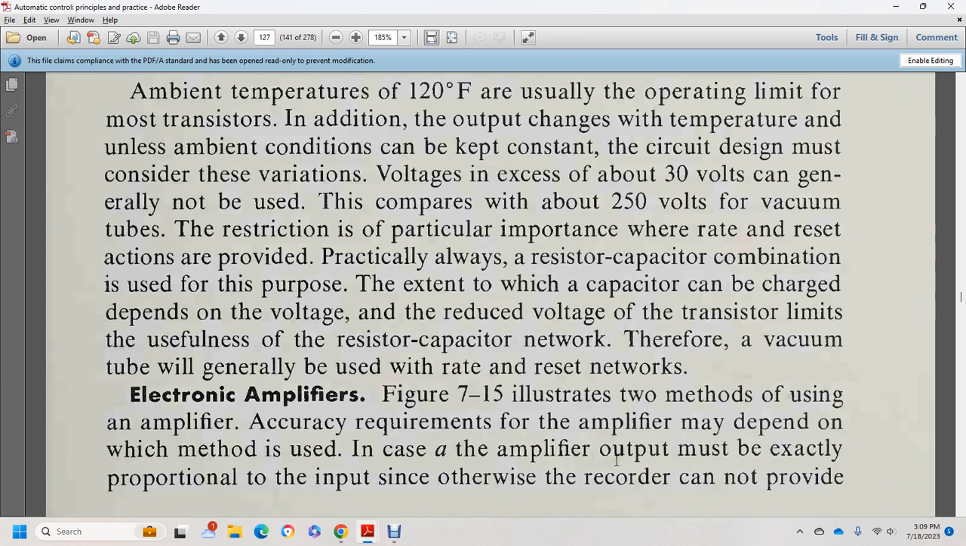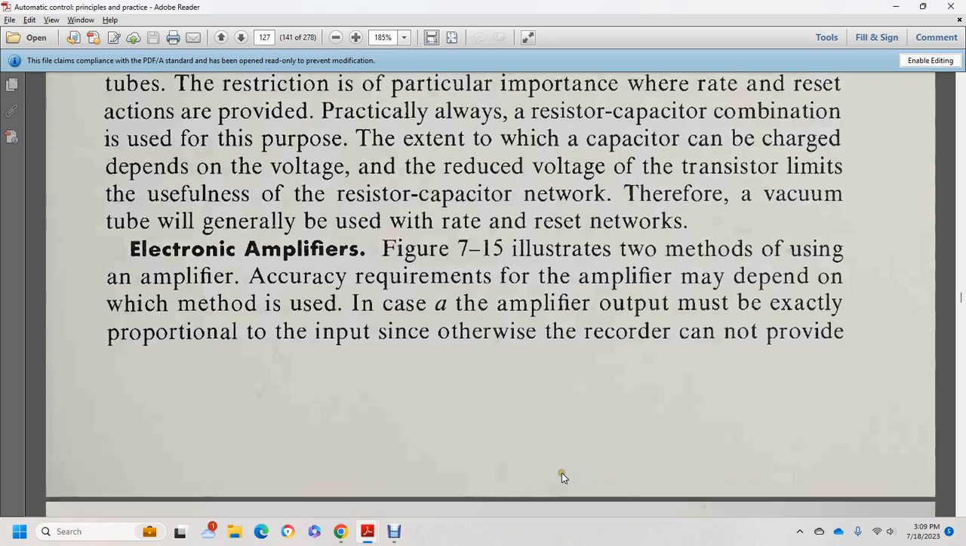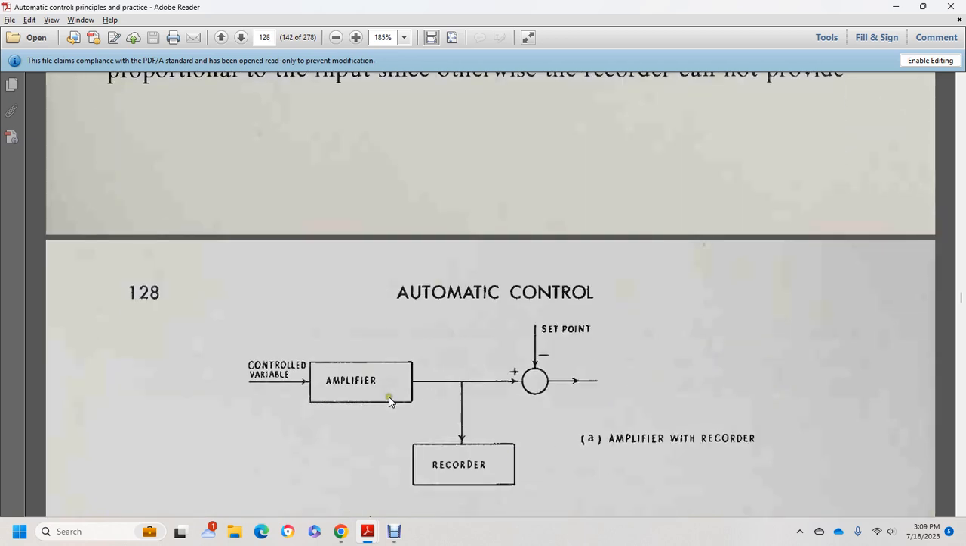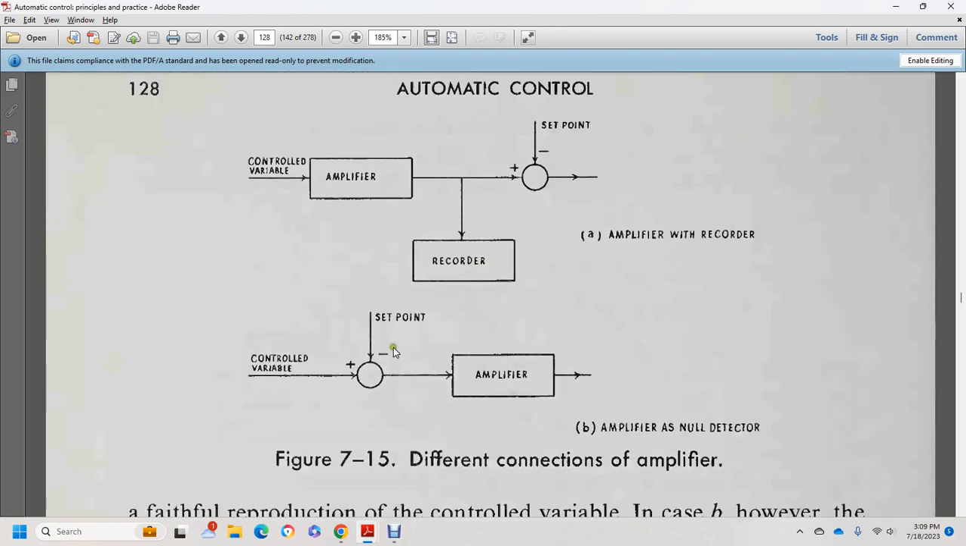Electronic amplifiers. Figure 7.15 illustrates the two methods of use of the amplifier. The accuracy requirement of the amplifier may depend on the method of use. In method A, the amplifier output must be exactly proportional to the input, since otherwise the recorder cannot show the control variable. The control variable goes to the recorder and also to the amplifier, with the recorder set point positive and negative.